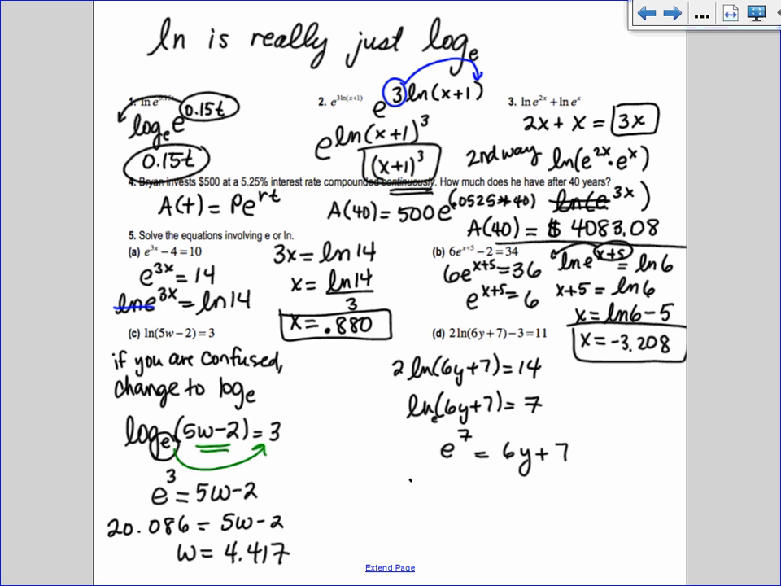So I have 1096.633, and I keep that number in my calculator. I'm going to subtract 7. I'm going to divide by 6. So I get y equals 181.606. How many of you guys got it perfectly right? Yay. I was hoping more of you, but I'll take that. All right, how many of you guys were so close? Yeah, Jenny was close. She just had a rounding error. All right, so that's how you solve those.